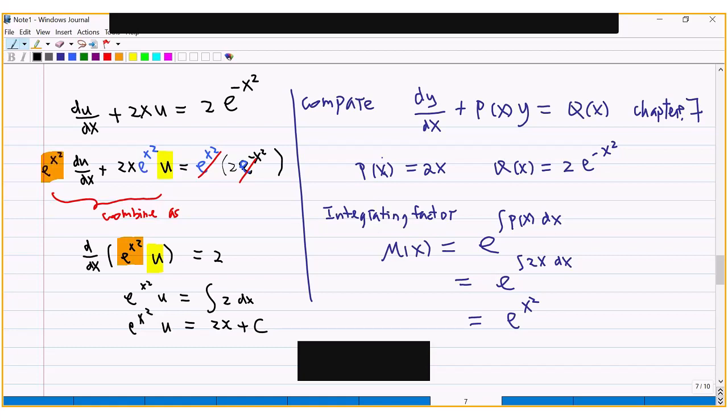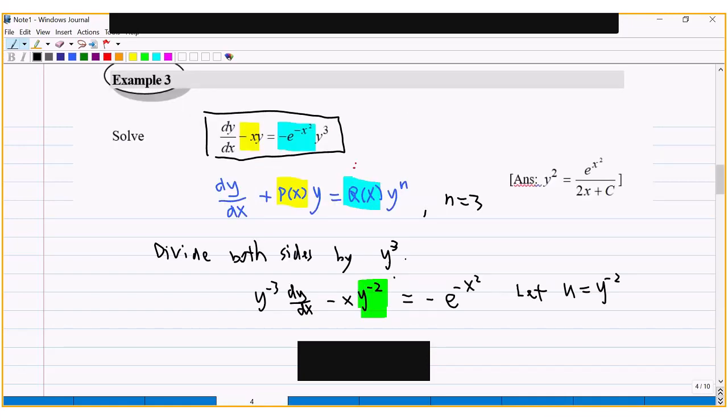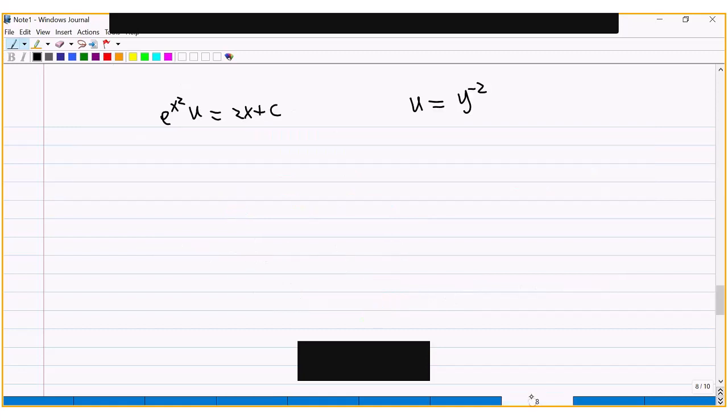So put it back together on the next page. On the next page, e power x square times u equal to 2x plus c. So you can find out what is u here. Remember, u is y power minus 2, the green color one. So that means that u is 1 over y squared.